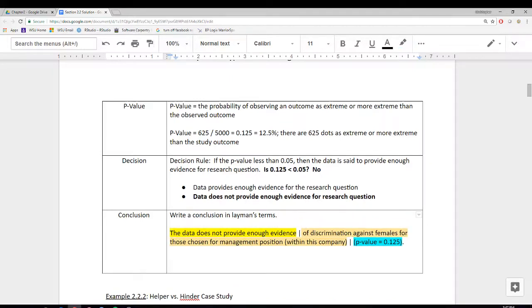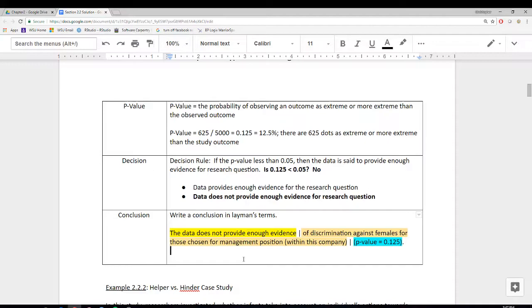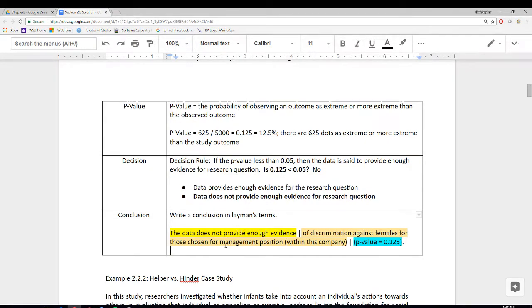Let's just read that all the way through. The data does not provide enough evidence of discrimination against females for those chosen for a managerial position within this company. The p-value reported here is 0.125. All right, let's move on to our next example.